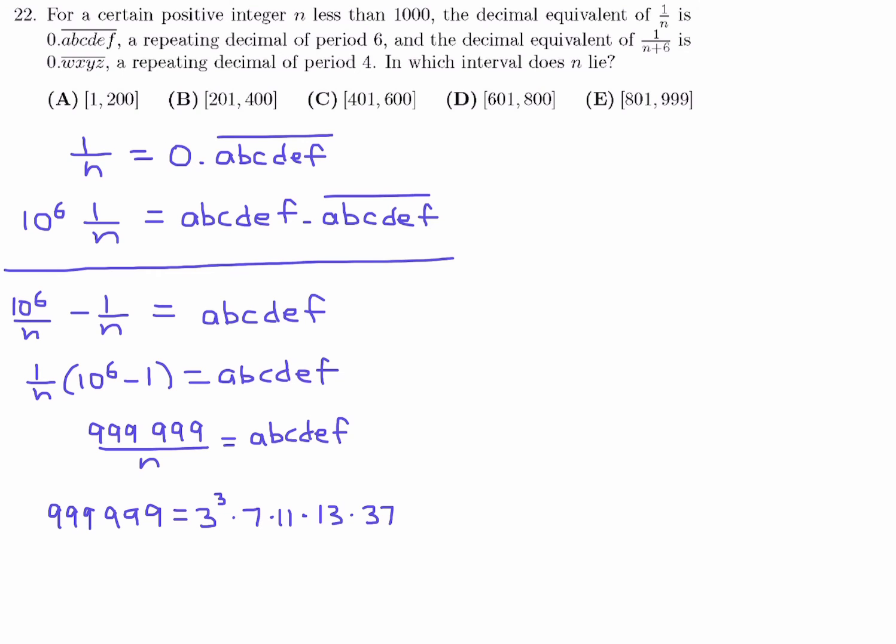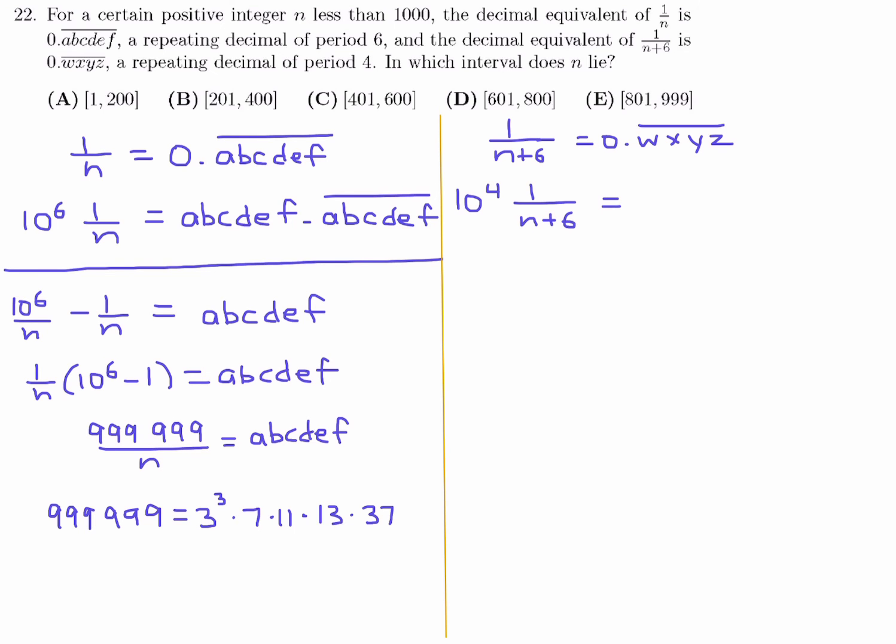And now let's turn our attention to 1 over n plus 6. They're saying that that is equal to 0.WXYZ repeating. Well, we have to multiply by 10 to the power of 4 on both sides to get the WXYZ before the decimal point. So WXYZ dot WXYZ repeats like that. And then as before, you subtract them. The right side just becomes WXYZ. The decimals basically disappear.